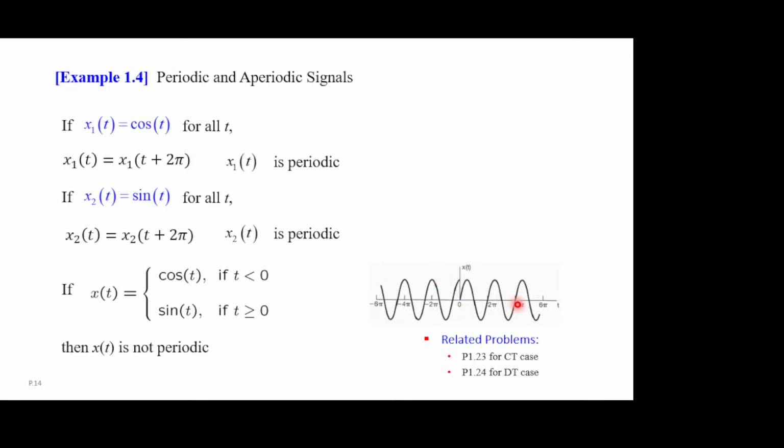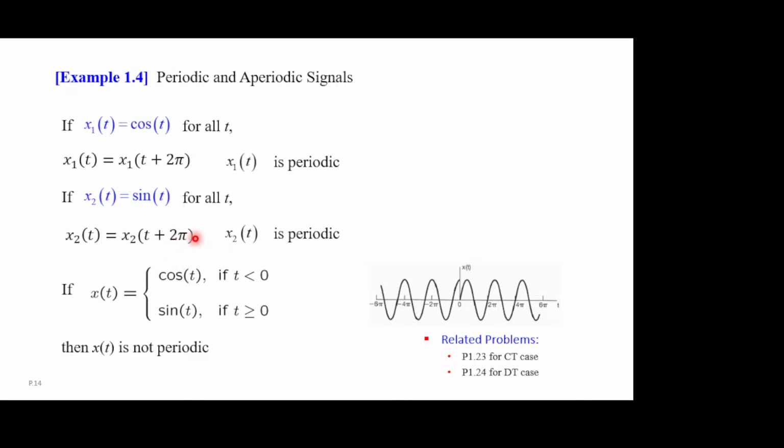And you can convince yourself maybe by drawing a picture. Cosine looks like this, going up and down, and this distance is 2 pi. So you can convince yourself that 2 pi is the smallest possible value such that cosine t equals cosine of t plus big T. And 2 pi is the fundamental period, and the cosine is periodic. And also similarly for sine. So if signal x2 is sine of t, then this is also periodic with fundamental period 2 pi.